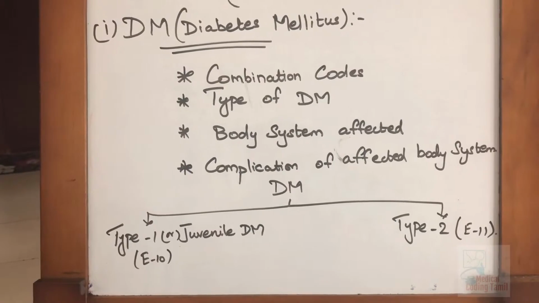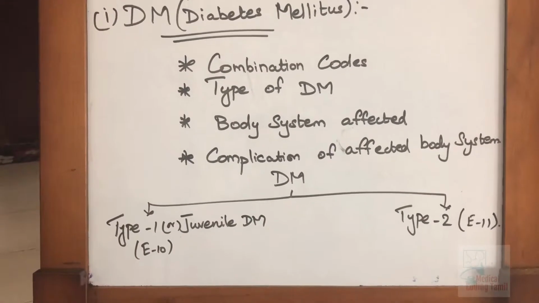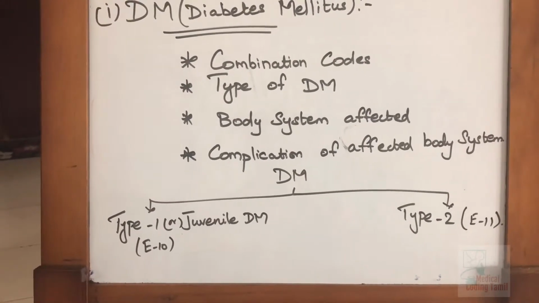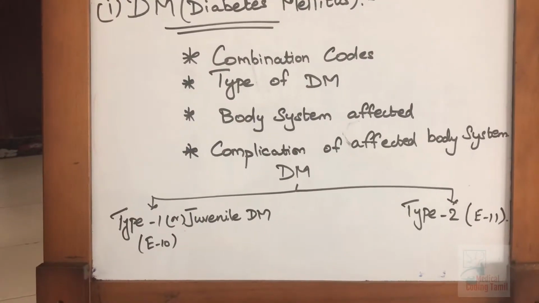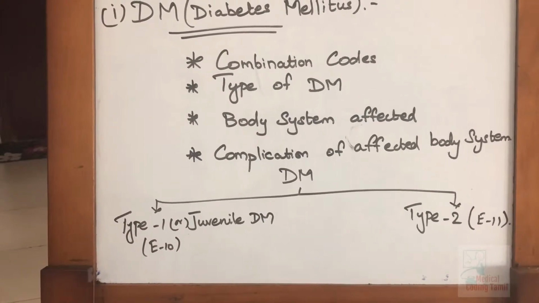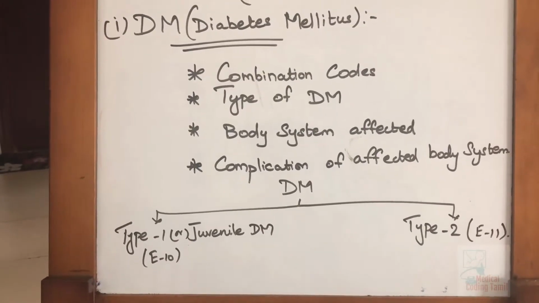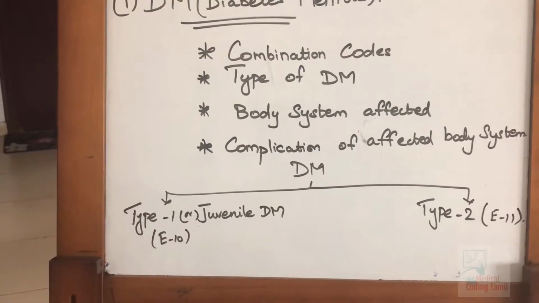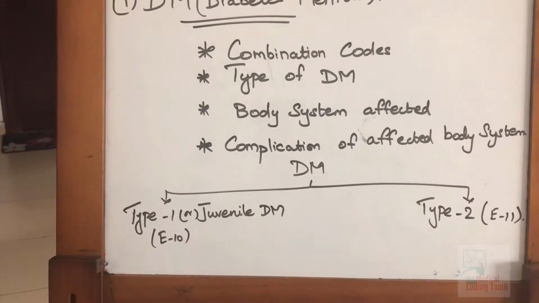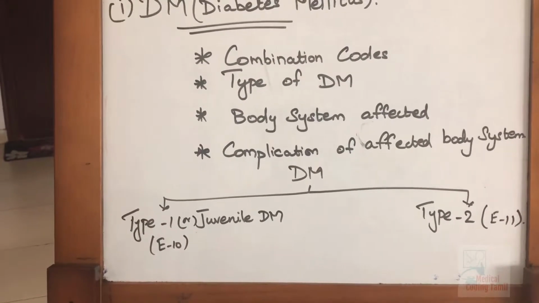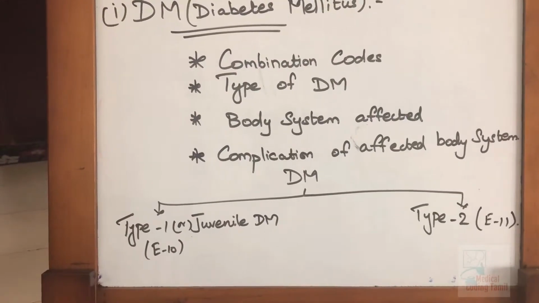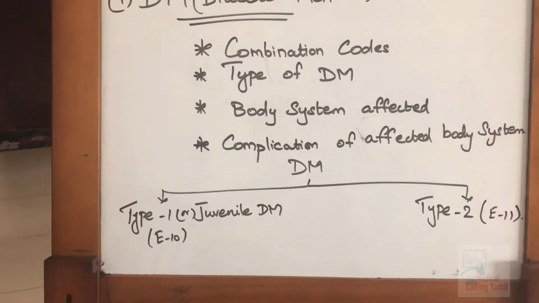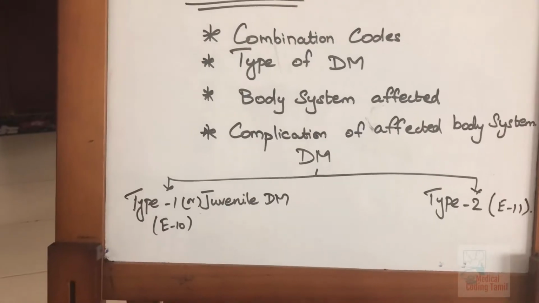So the DM, diabetes mellitus, is of two types. First is type 1 or juvenile DM, which is common in childhood. From childhood the patient is suffering from diabetes mellitus. And type 2, that is after childhood, after attaining puberty, if diabetes comes in between, then it will be type 2 diabetes. The code for type 2 diabetes is E11 and the code for type 1 diabetes is E12.